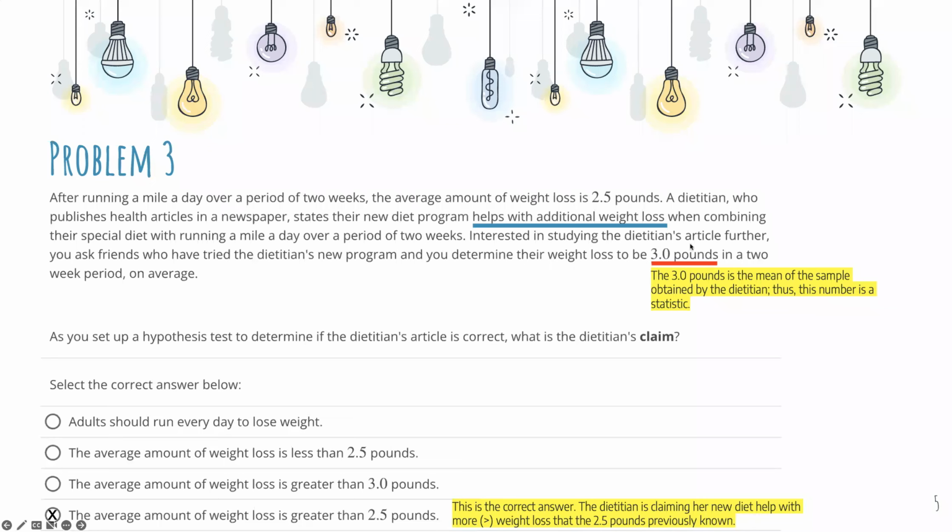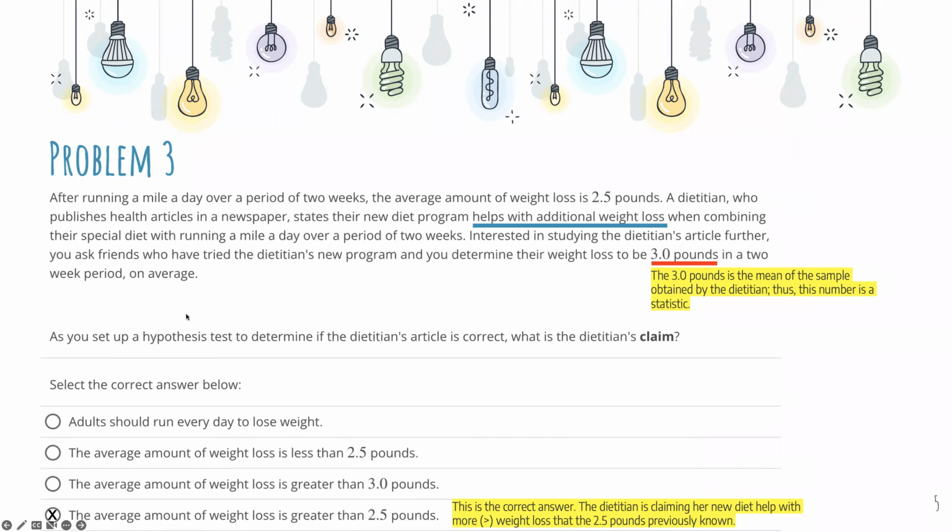Interested in studying the dietitian's article further, you ask friends who have tried the dietitian's new program, and you determine the weight loss to be 3 pounds in a 2-week period on average. So again, the 3 pounds, it's the average of weight loss for your friends. Those friends are your sample. Thus again, this 3 pounds, it's your statistic. It's the number coming from the sample. That is not the number that we use to create our claim. Our claim needs to be based on the 2.5.